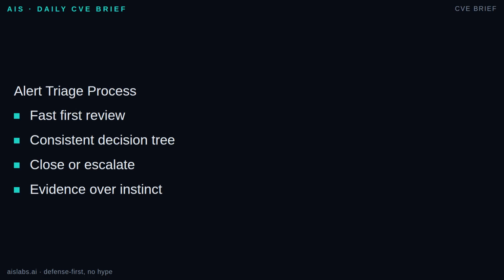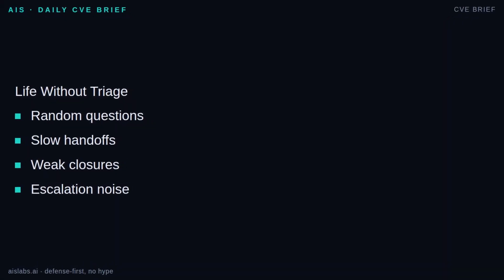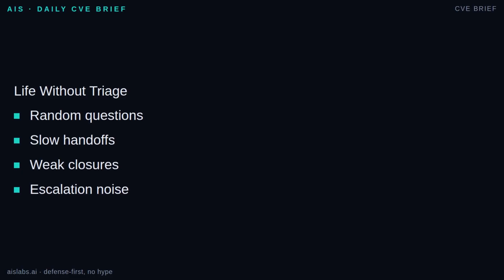If 5 trained analysts review the same facts, they should land in the same place, or explain exactly which fact changed the outcome. Without a triage process, analysts improvise. One starts with the username, one starts with the source IP, one opens endpoint data first, another reads the rule name and closes from memory.